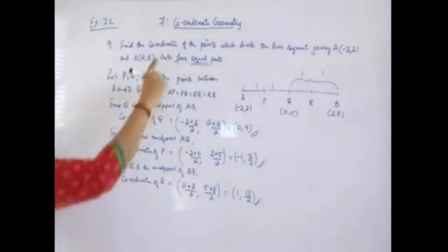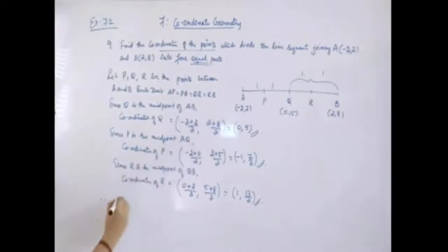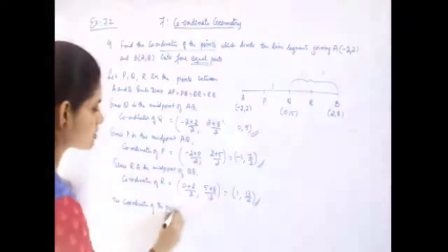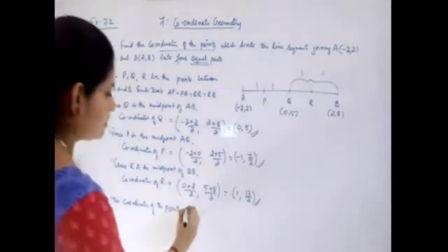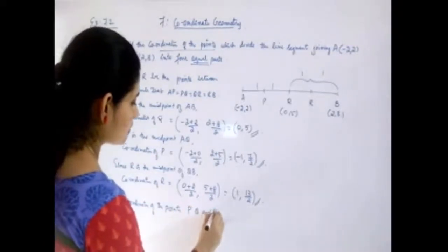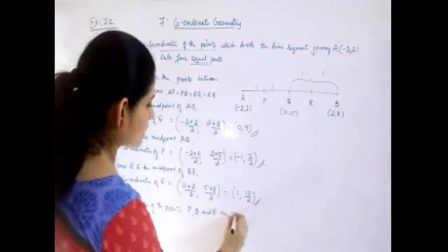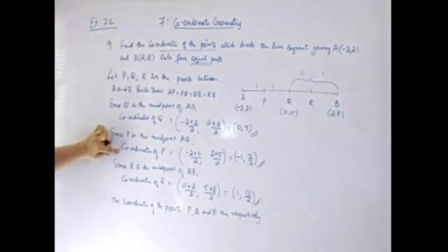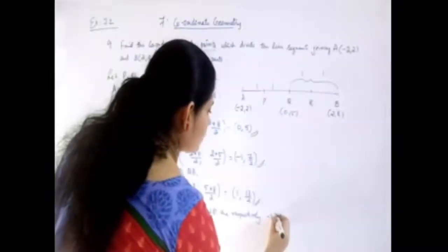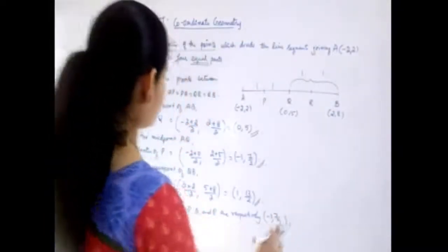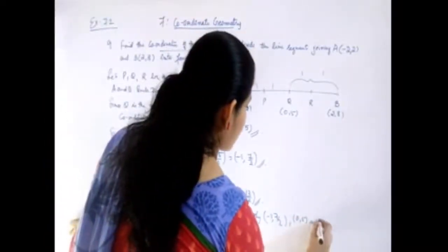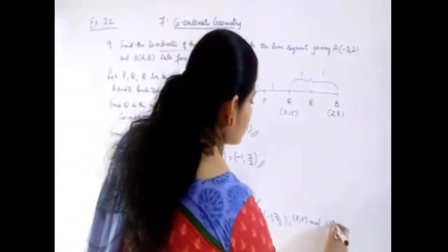Therefore the coordinates of the points we will write in order. The coordinates of the points P, Q and R are respectively: P is (-1, 7/2), then Q is (0, 5), and R is (1, 13/2).